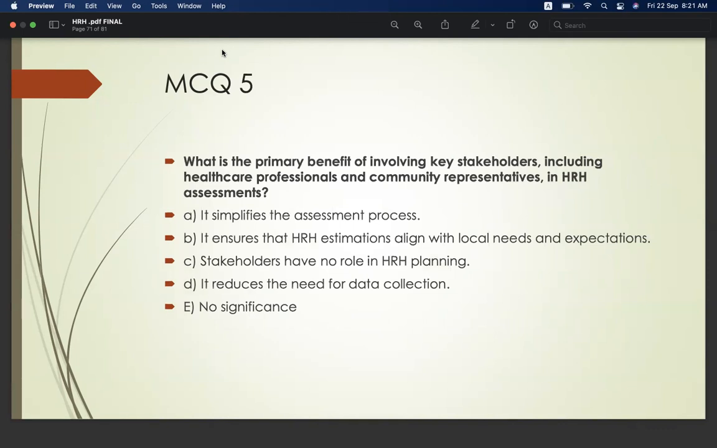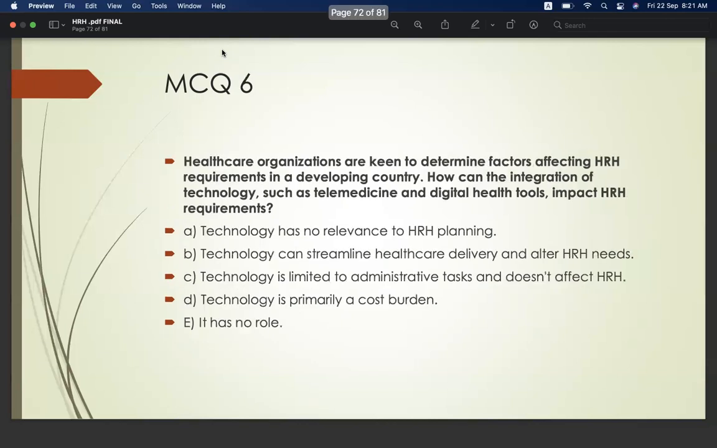Question number 5: what is the primary benefit of involving key stakeholders, including healthcare professionals and community representatives, in HRH assessments? A, it simplifies the assessment process. B, it ensures the HRH estimation. C, stakeholders have no role in HRH planning. D, it reduces the need for data collection. E, no significance. The answer is B.